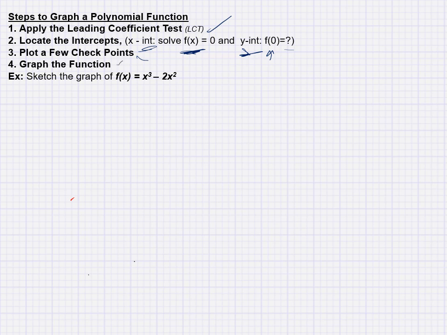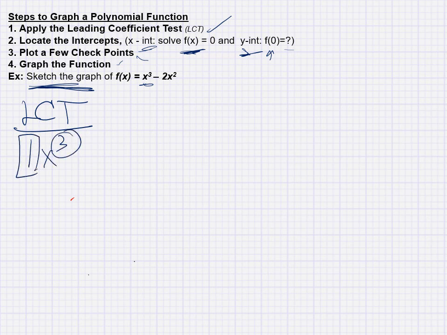So let's look at this. Sketch the graph of f of x equals x cubed minus 2x squared. First, leading coefficient test, LCT. We look at the highest power and the leading coefficient. So we have 1x cubed. This is positive, this is odd.